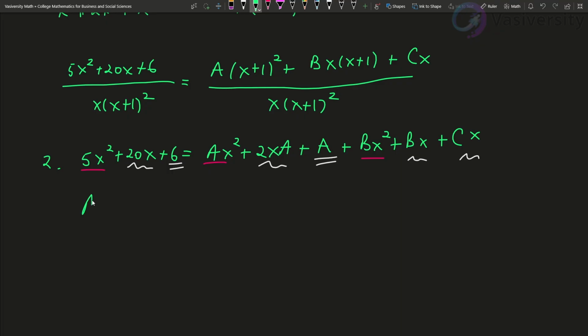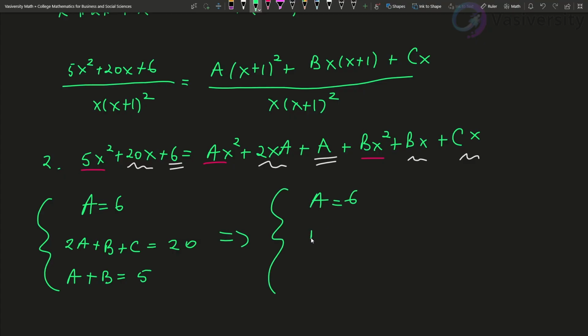So let's start with that. We know that A is equal to 6. Then we also have 2A plus B plus C is equal to 20, and then A plus B is equal to 5. So we know that A is equal to 6, so 6 plus B is equal to 5, so B is equal to -1. Then what is C going to be equal to? We have 12, so 8, so C is going to be equal to 9.